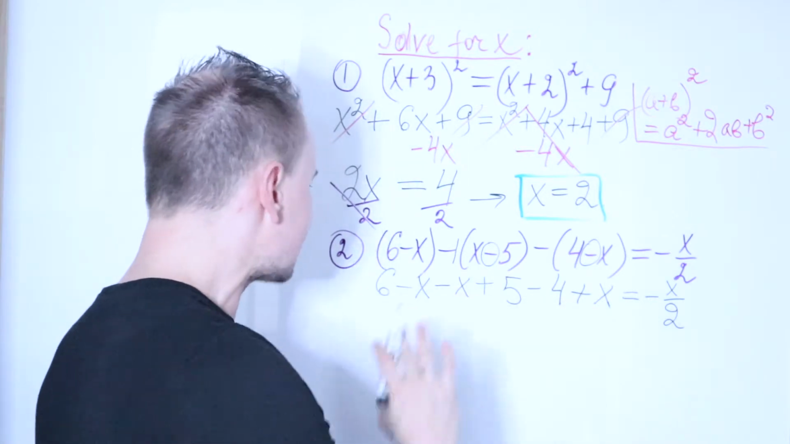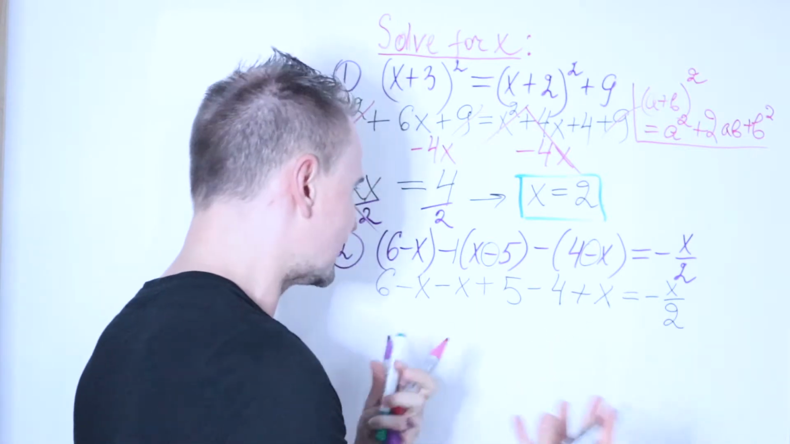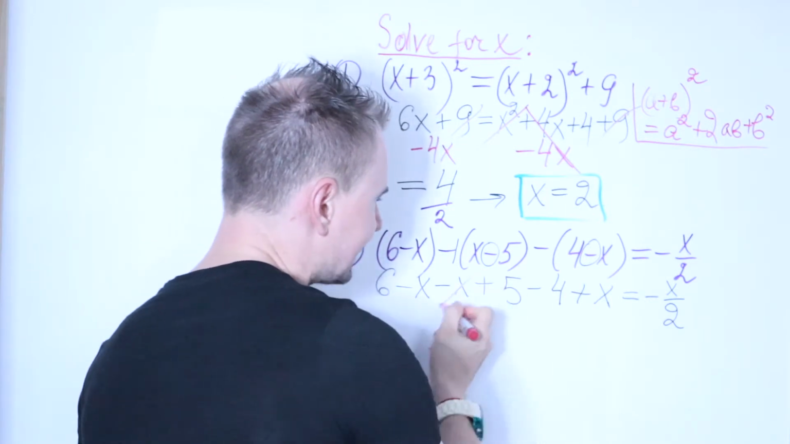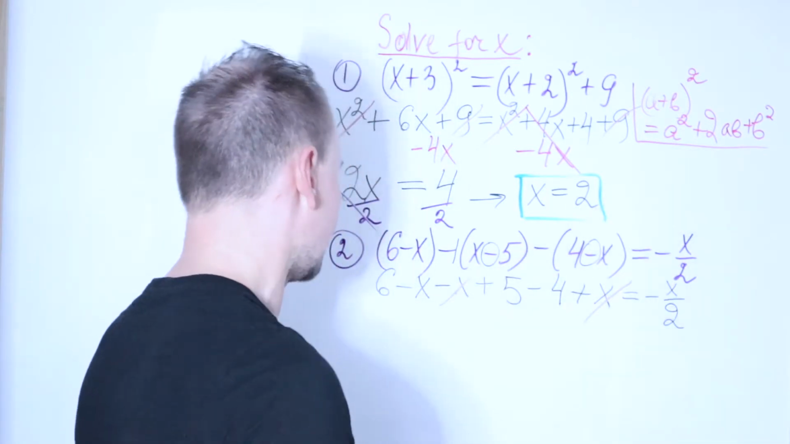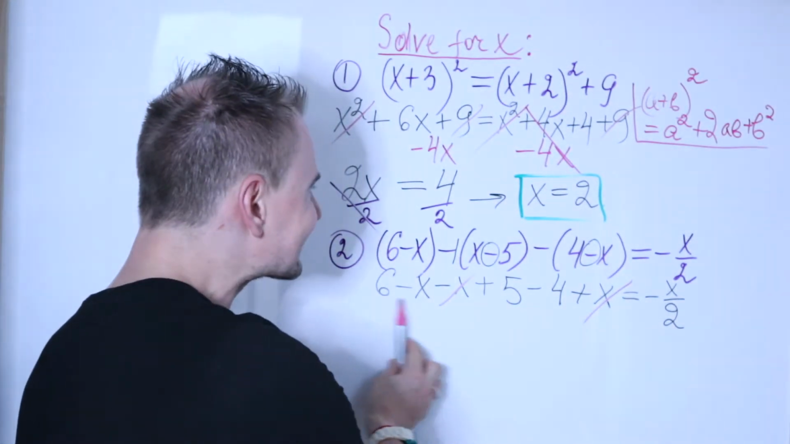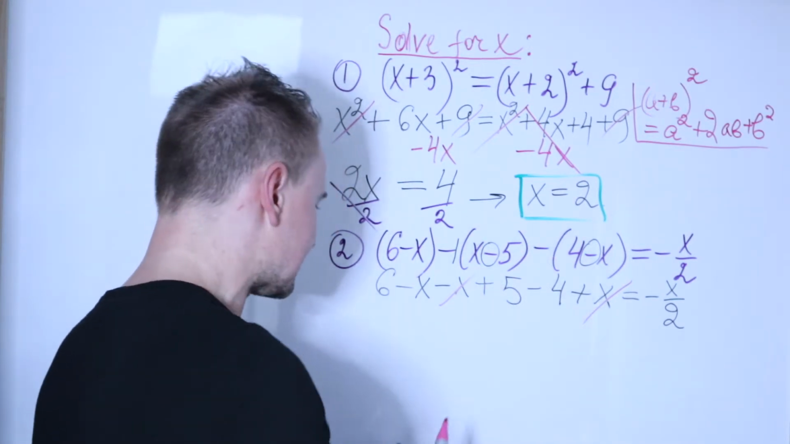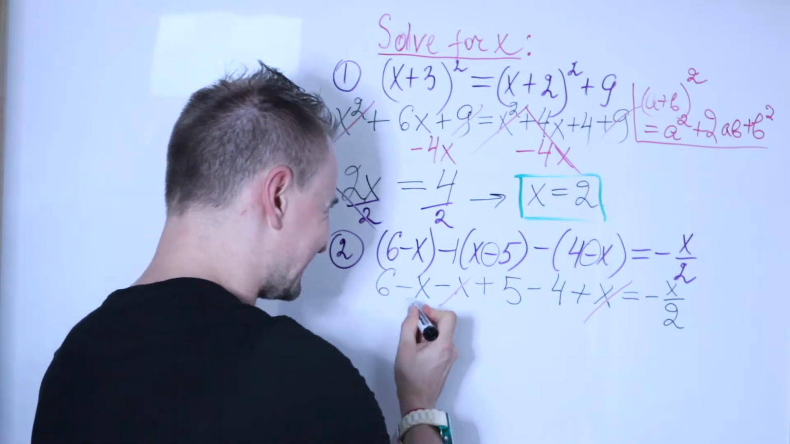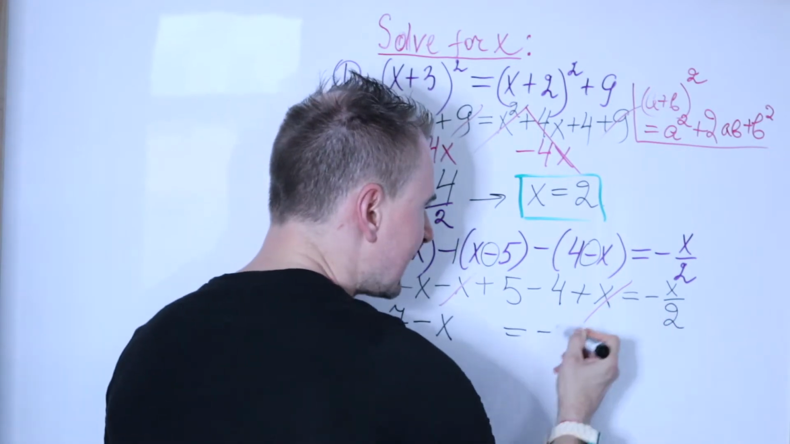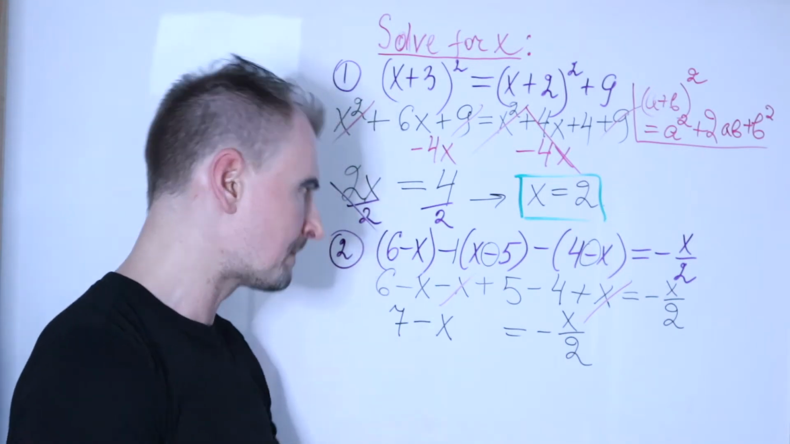Now check to see if something can cancel, can simplify, combine like terms. In other words, negative x and plus x, they will cancel each other out. Gone. Bye-bye. Delete them. So you have constants. So 6 plus 5 minus 4. 5 minus 4 gives you 1, plus 6. You end up getting just 7, and you have this minus x. On the right side, you still have this negative x over 2.